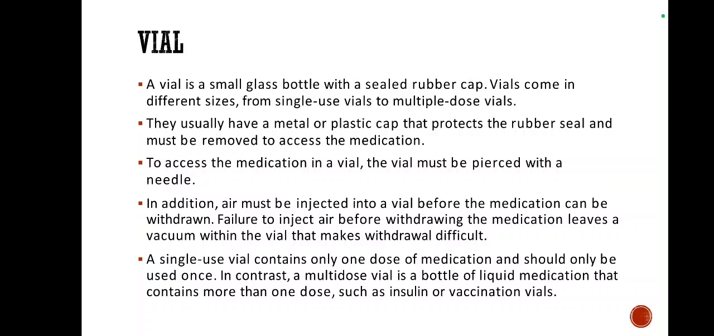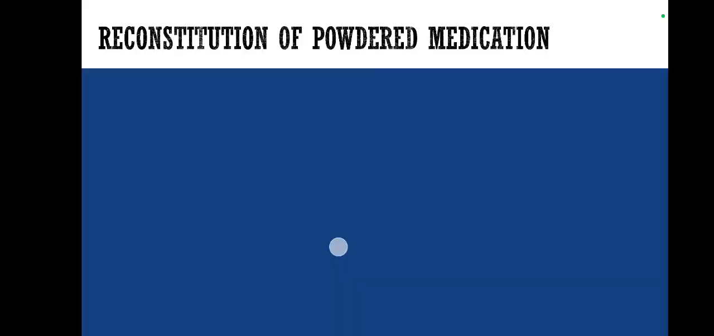A single-use vial contains one dose of medication and should only be used once. In contrast, a multi-dose vial is a bottle of liquid medication that contains more than one dose, such as insulin or a vaccination vial. So you have to take note of that.